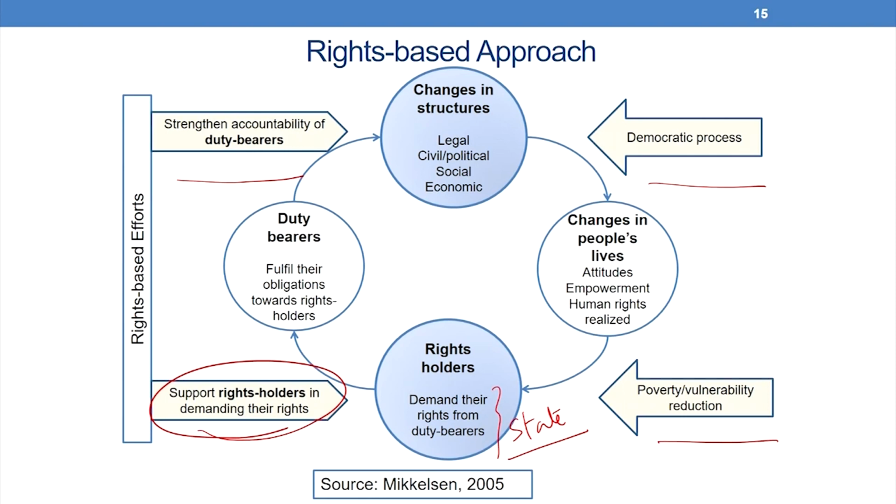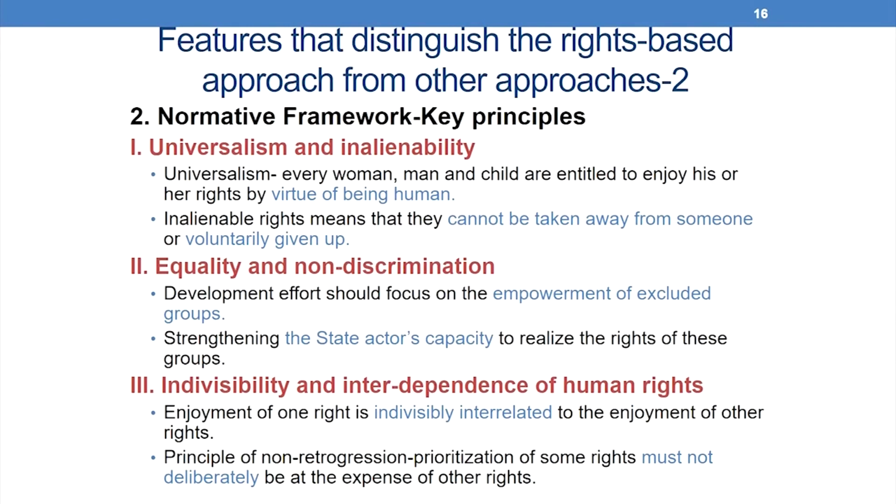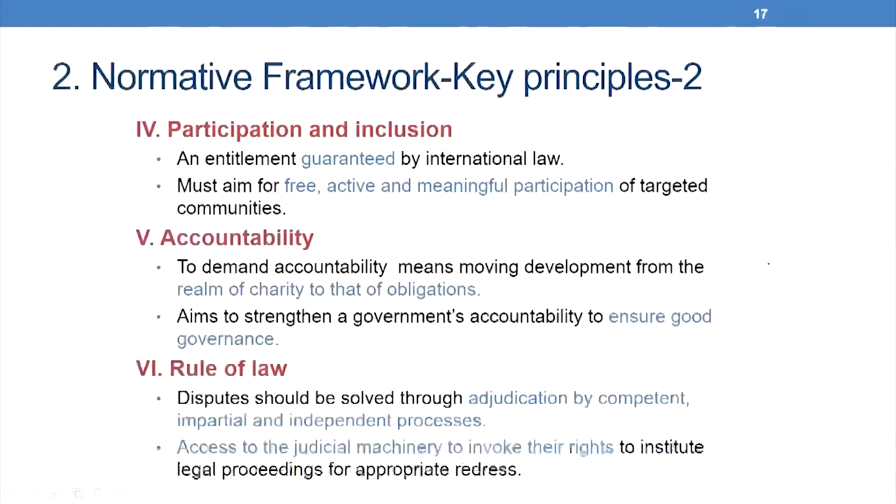It happens both ways, through rights based efforts and of course through a democratic process of providing feedback to the system. Now, the second aspect is that normative frameworks are set at certain specified levels of human rights. And now, international instruments and authoritative interpretations of human rights treaty bodies offer normative clarity and a roadmap for development to development practitioners. And there are 6 key principles that are derived from human rights instruments. These are as follows: one is universalism and inalienability, equality and non-discrimination, indivisibility and interdependence of human rights, participation and inclusion, accountability and rule of law.